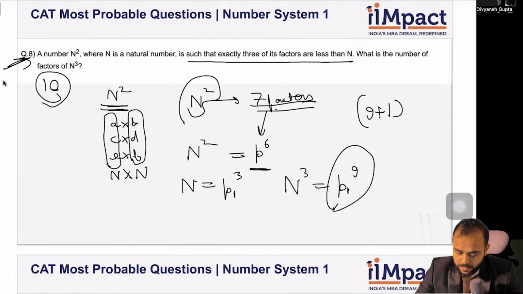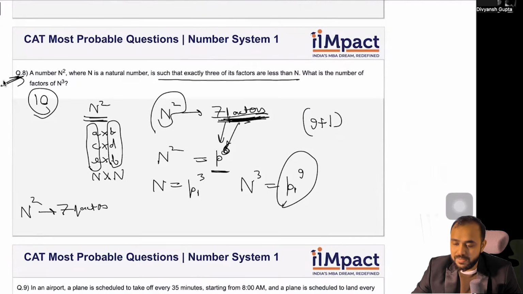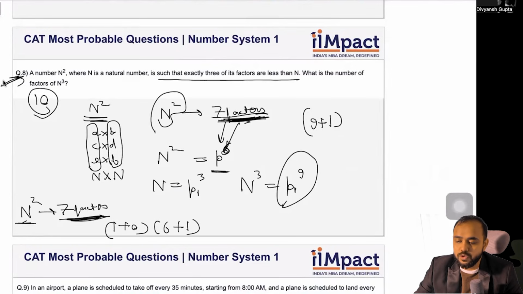This fact, how we arrived from 7 factors to p to the power 6, was simplified because when I said n square has only 7 factors, which means when I write the number of factors expression for a number which has 7 factors, I would have to write 6 plus 1, because 7 is a prime number, so it will have to be 1 into 7, which means there is only one prime number, and that has to be raised to a power 6.